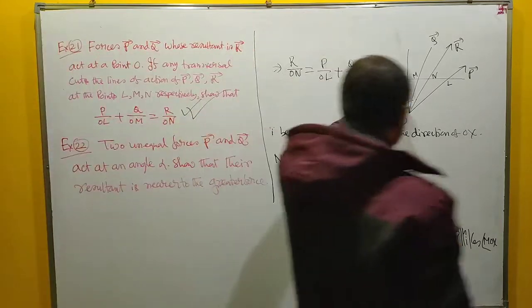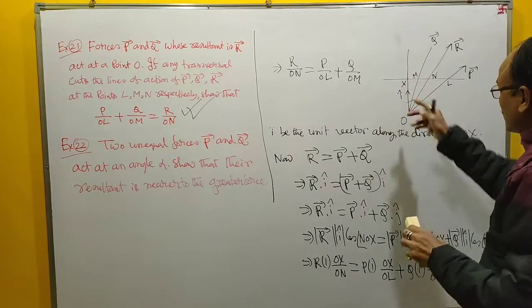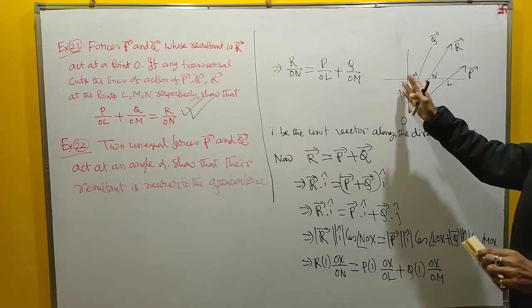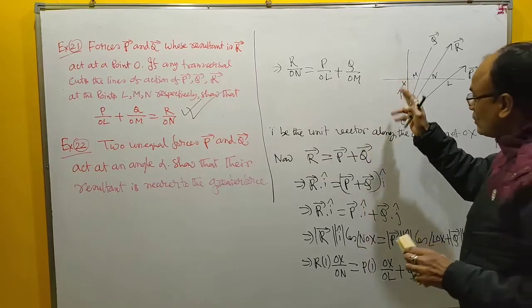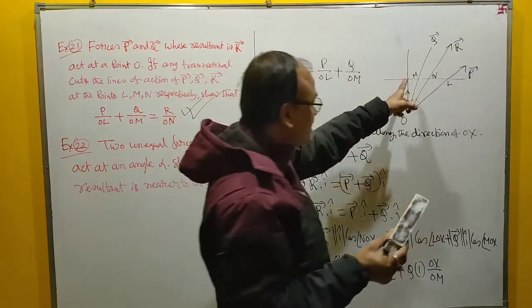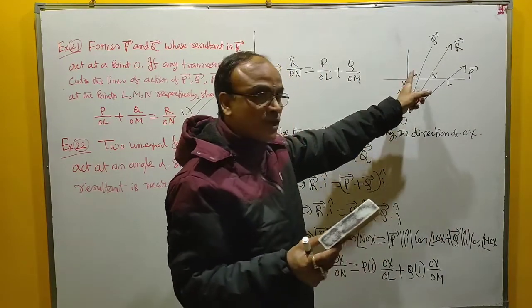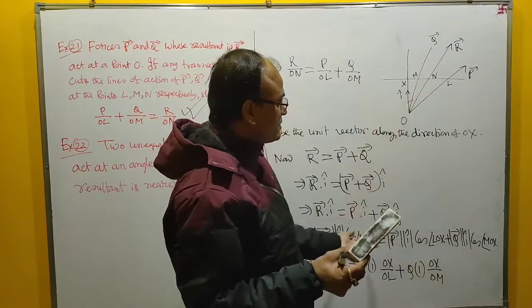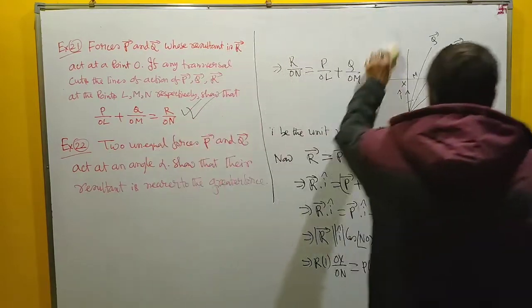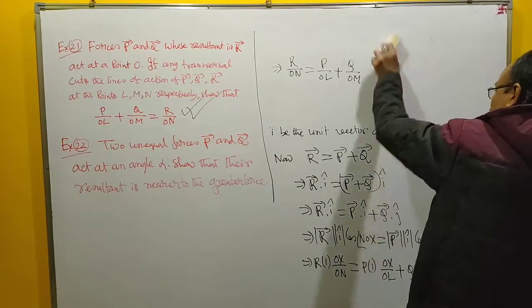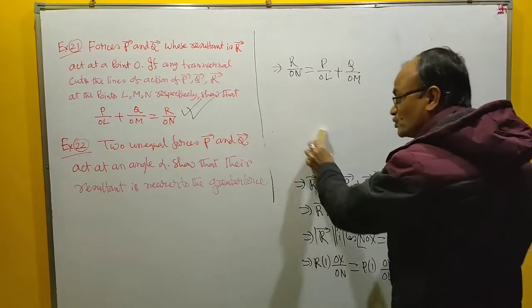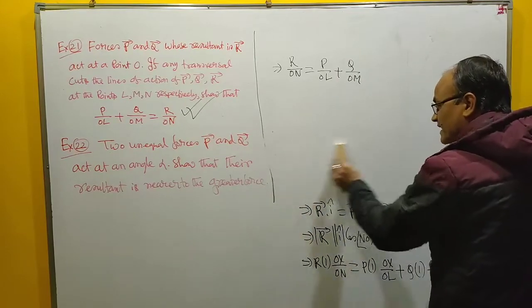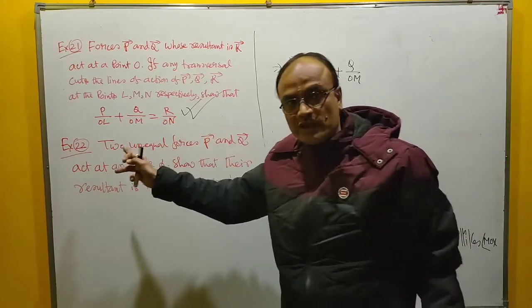This is the transversal. We draw a line OX which is perpendicular to the transversal. Then we can solve in this way. Now, try to solve question number 22.